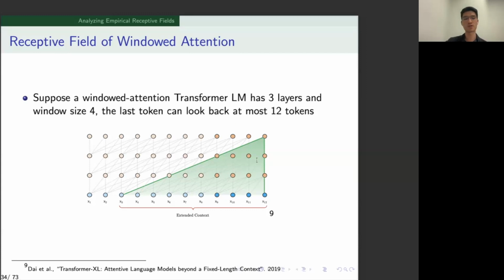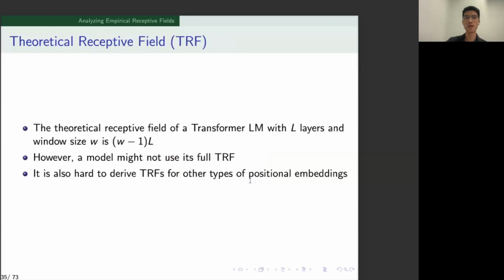I have a pretty simple example here. If we have 3 layers and window size 4, then this window attention model can look back at most 12 tokens. This is from the Transformer-XL paper. This is actually the theoretical receptive field, because it says that if we have a transformer language model with L layers and window size W, the maximum receptive field is W minus 1 times L. It's the number of layers times the window size at each layer. But as we can imagine, a model might not use this full theoretical receptive field because we're going to train this model.